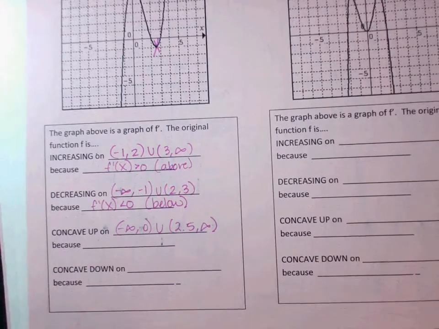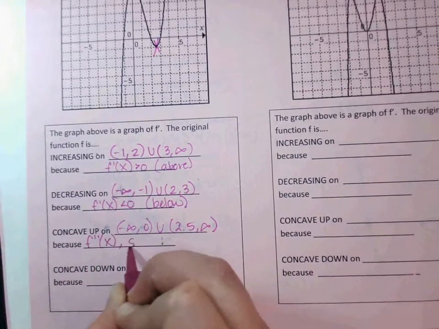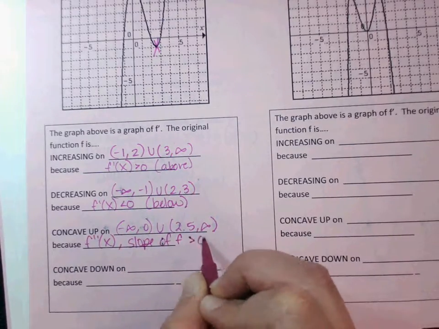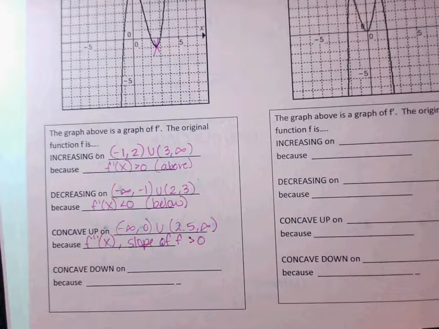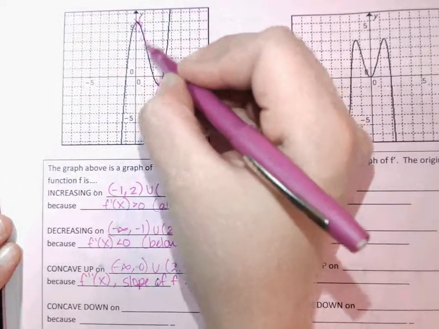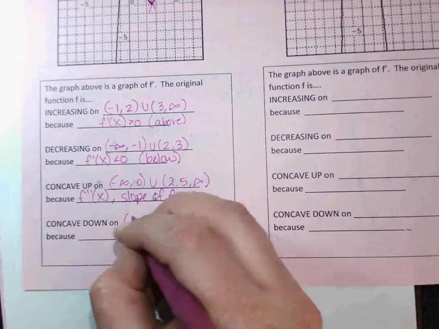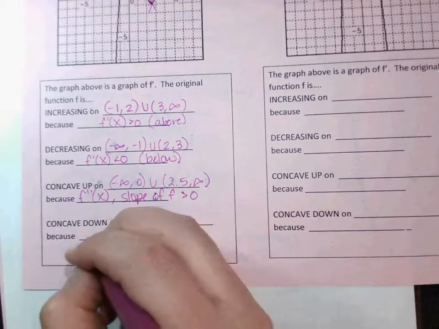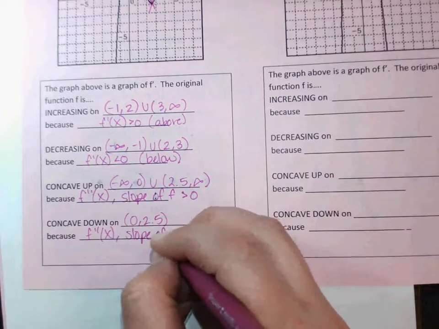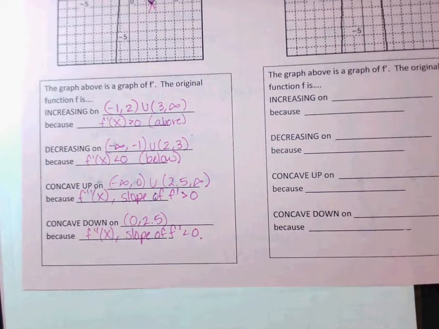Okay, now, your reason there is important. You should have put f double prime, the slope of f prime, is greater than 0. Okay, then your concave down interval would be where you had a negative slope, which would have been right here, from 0 till 2.5. Because f double prime of x, the slope of f prime, is less than 0 on that one. Okay?